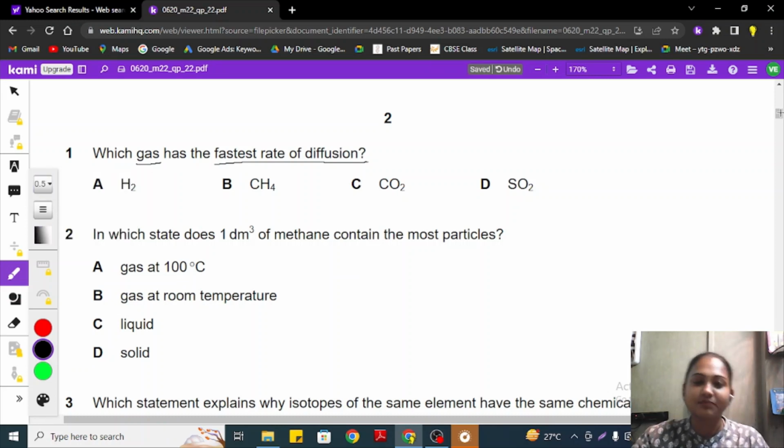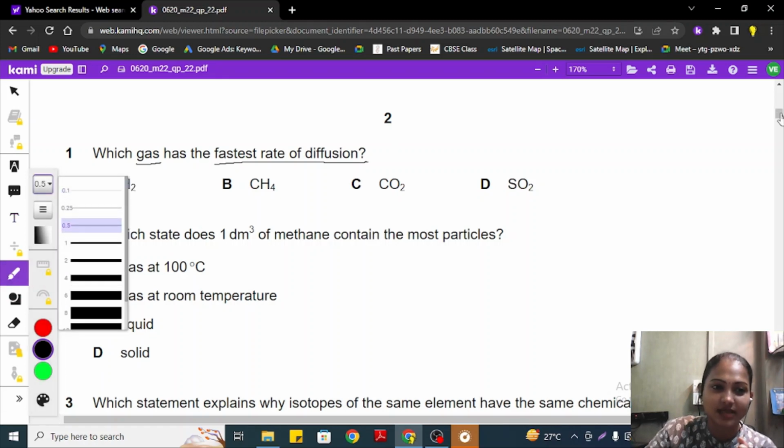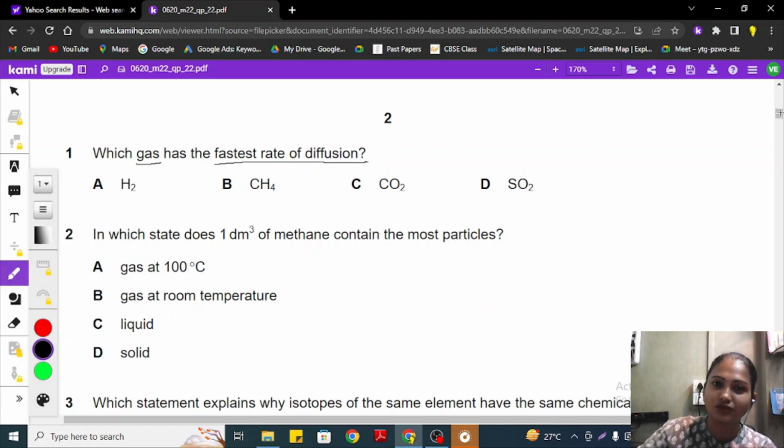Now diffusion is a simple process where the particles move from a region of higher concentration to a region of lower concentration. Don't get confused between osmosis and diffusion. Diffusion is just the movement of particles from higher to lower concentration, whereas in osmosis there is also movement of water molecules across the gradient from higher concentration to lower concentration, but there is the presence of a semi-permeable membrane. So the question says: which gas has the fastest rate of diffusion?